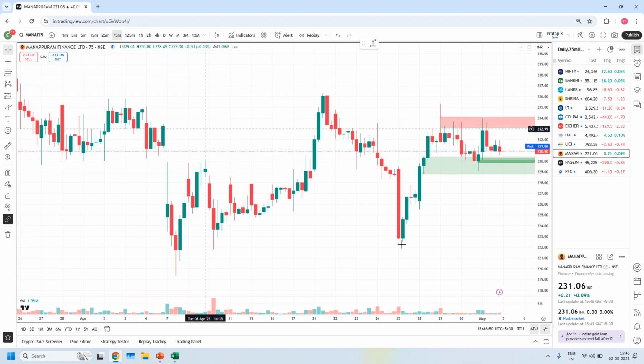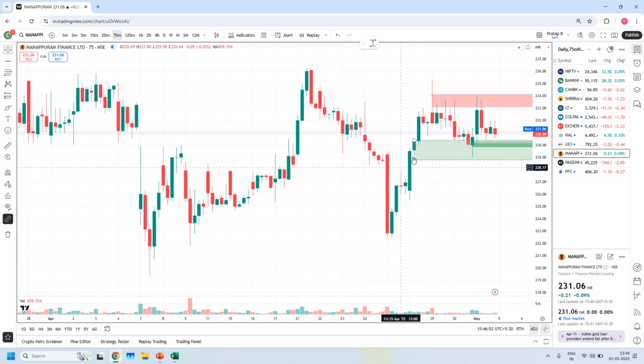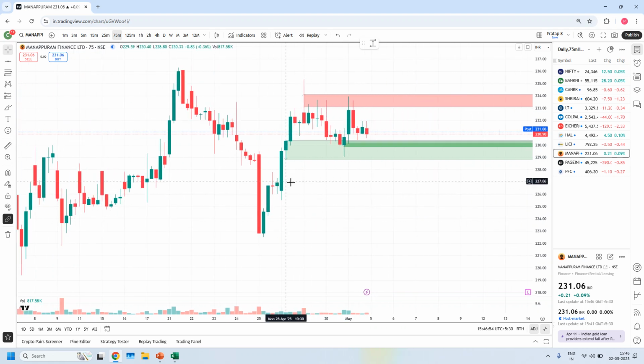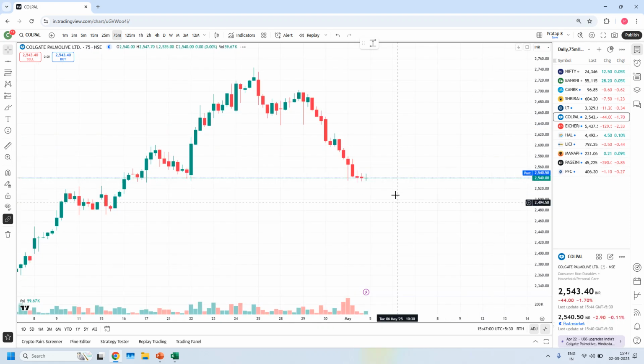Manappuram is also a 75-minute zone. Rally base rally. Our software identified it as rally base rally. And before getting into Manappuram, in Colpal, one important point I forgot to tell you.